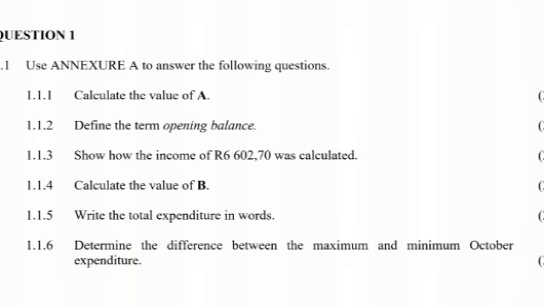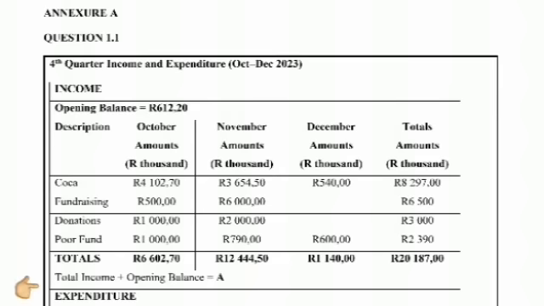2024 preparatory examination paper. In question 1, we find the 20% level 1 questions, and it says use Annexure A to answer the following questions. Calculate the value of A. Going to Annexure A, you will see where A is. It's total income plus opening balance that will give you the value of A. So what is my total income? You will see in my total column, I have a last column. It says total amount in thousands, and it says 20,187.